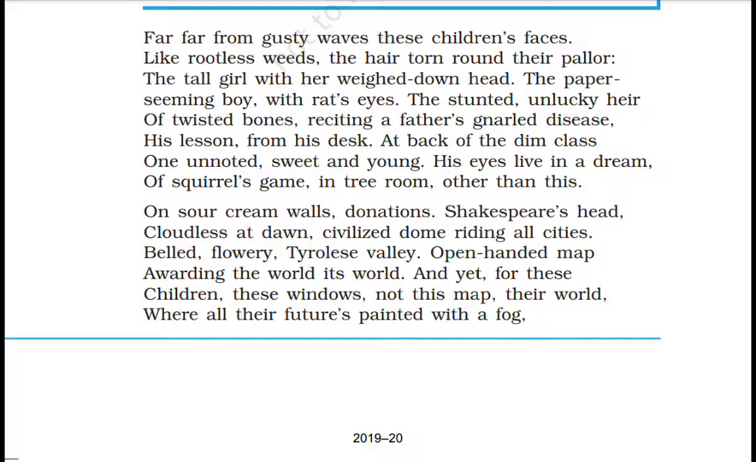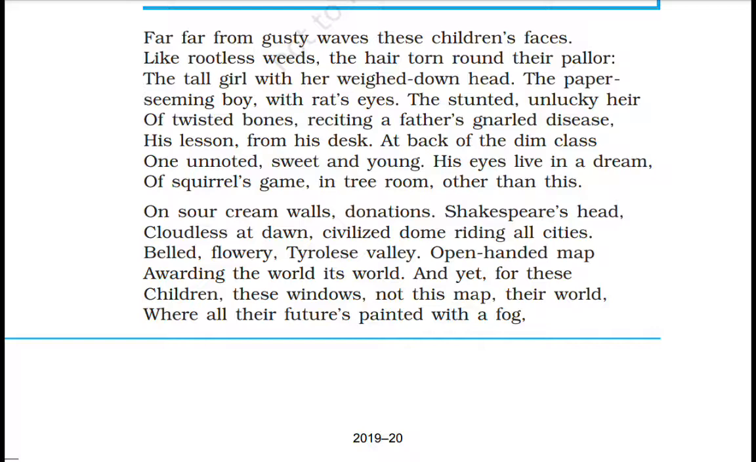Again it's a metaphor. The stunted unlucky heir of twisted bones. Now this boy is stunted. Stunted means he is underdeveloped, he is not properly growing because of the lack of food. Unlucky heir. Heir means successor. Why is the boy shown as an unlucky heir?